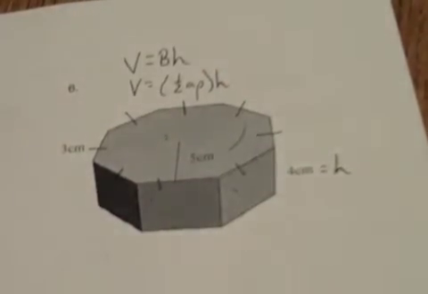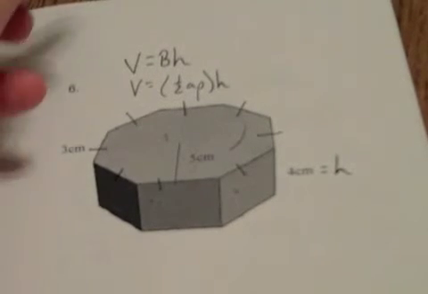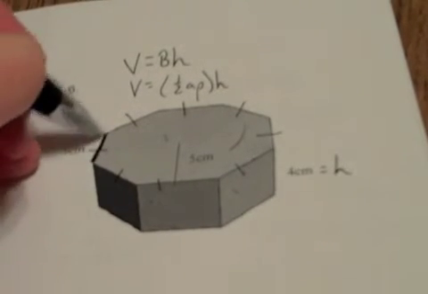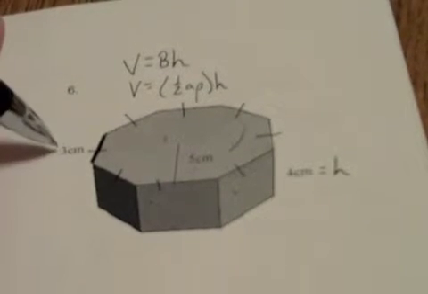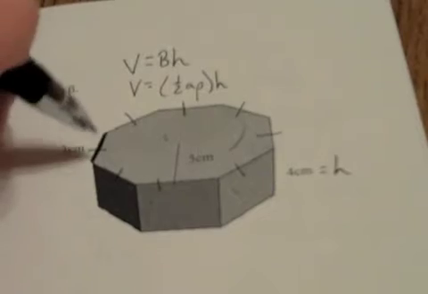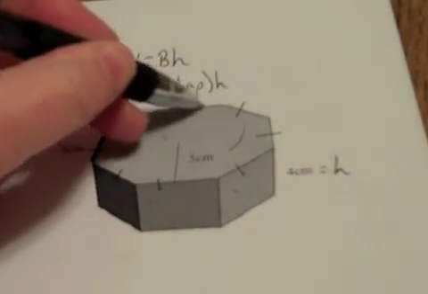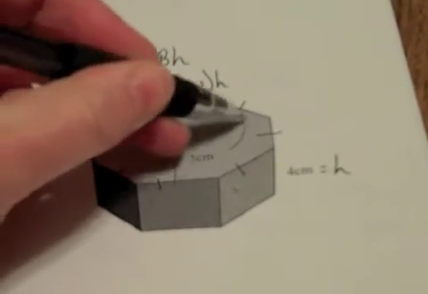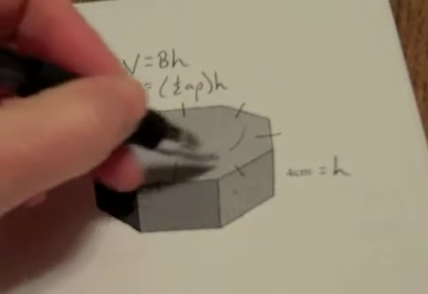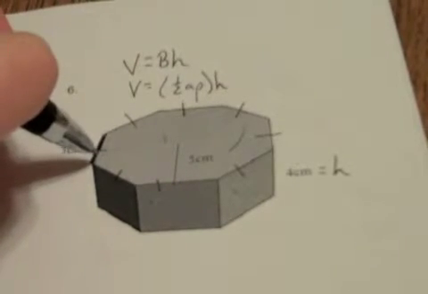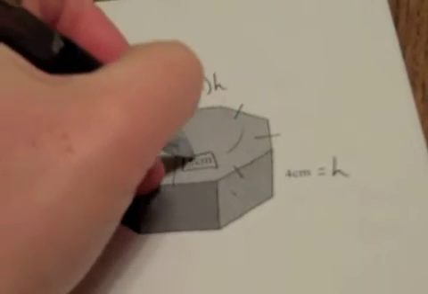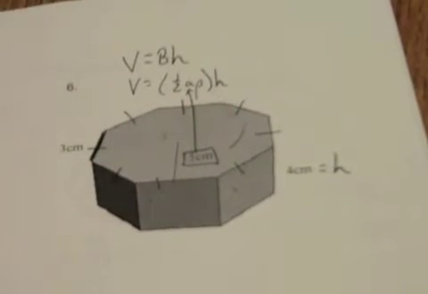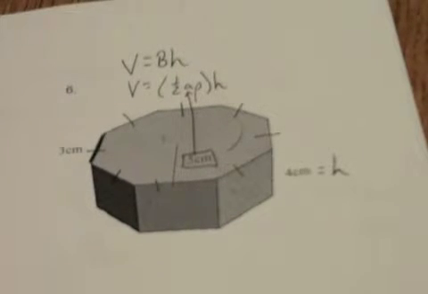The 4 centimeters over here is the height of the prism. The 3 centimeters is the length of one side of the octagon. How are you going to use that piece of information to find the perimeter of the entire octagon? That means that the 5 centimeters right here must represent the apothem. Good luck.